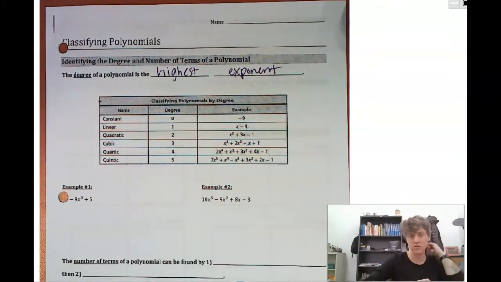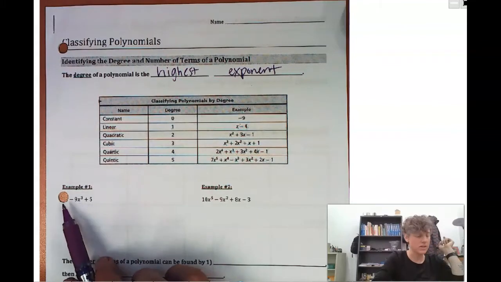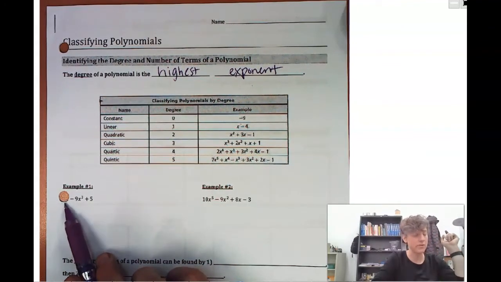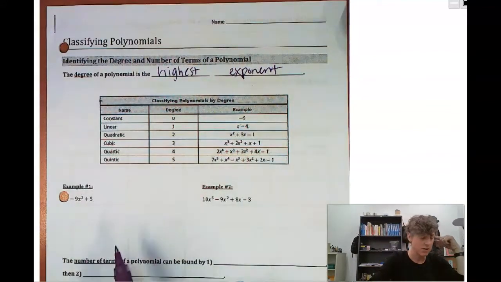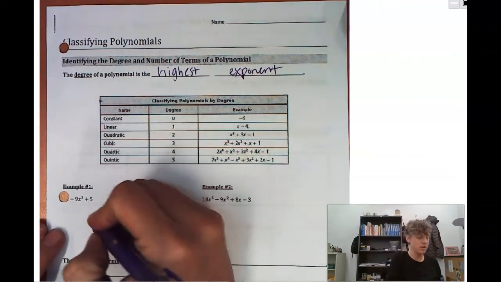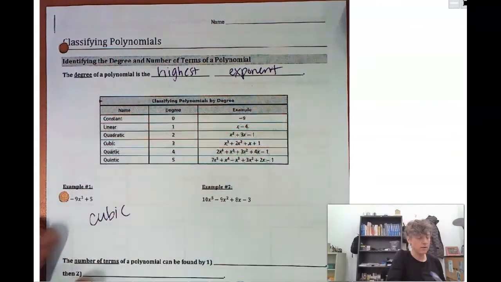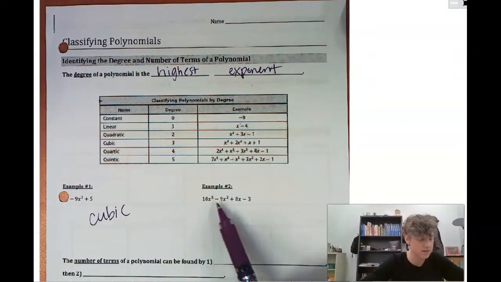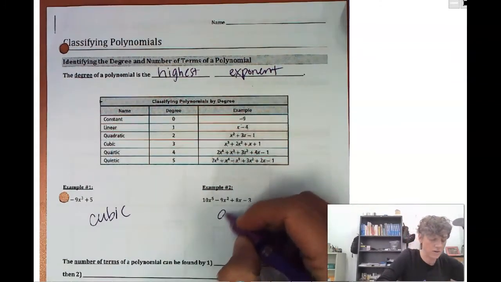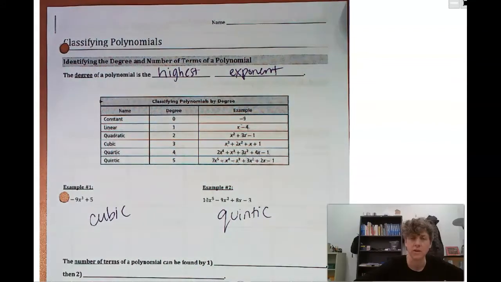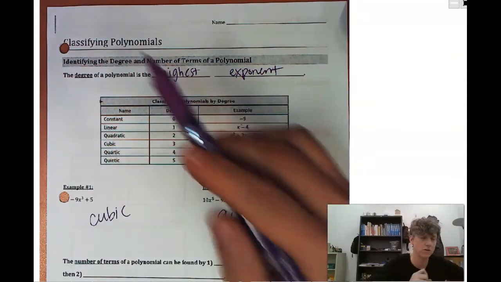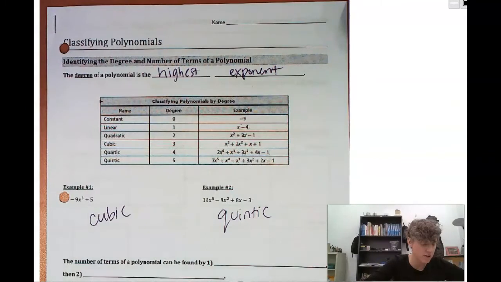All right, so example number 1, what would this be? I'm pretty sure there was something in that hole, but we can't see what it is. So the highest exponent here is 3. So this must be a cubic. And here, the highest exponent is 5, so this must be a quintic.